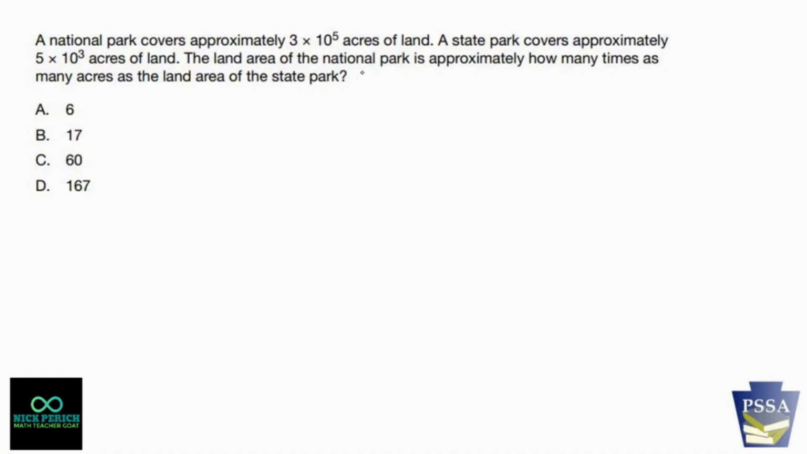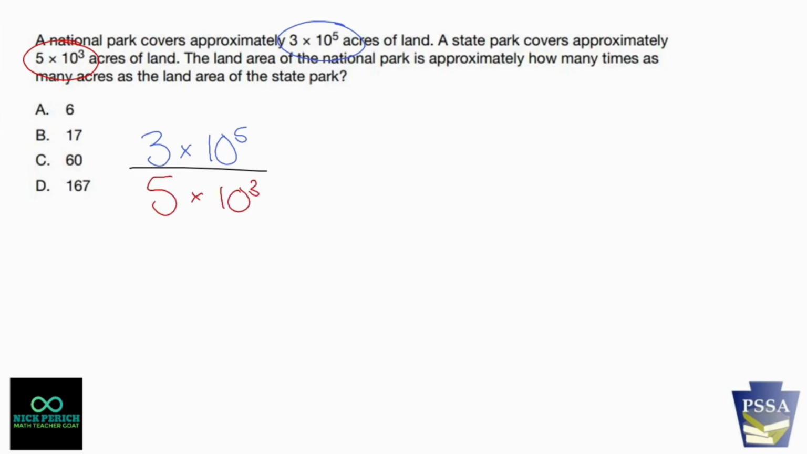The land area of the national park is approximately how many times as many acres as the land area of the state park? Whenever you're trying to find how many times something is bigger than the other thing, you're going to do some division. So what we're going to do is divide 3 times 10 to the 5th by 5 times 10 to the 3rd.